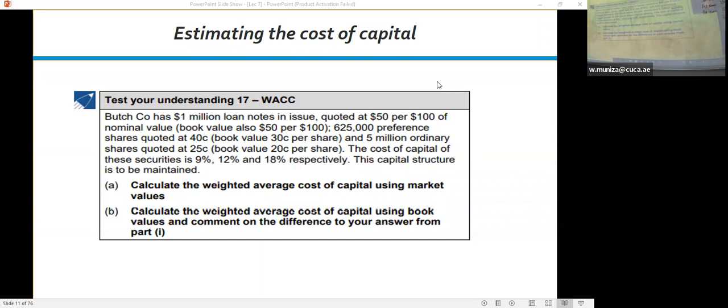First, for loan notes, 500,000 divided by 2 million, 25% or 0.25. Then for preference shares, 250,000 divided by 2 million, 0.125. Is it? Yes. Then the last one, ordinary shares, 1,250,000 divided by 2 million, it's 0.625. If you add them up, the total is 100%, okay? So it will be 1.